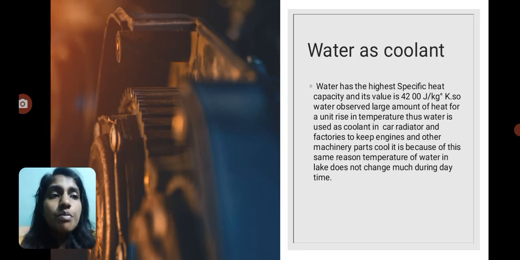And water is used as a coolant. Water has a high specific heat capacity and its value is 4200 joule per kilogram per Kelvin. So water absorbs a large amount of heat for a unit rise in temperature. Thus water is used as a coolant in car radiators and factories to keep engines and other machinery parts cool. It is because of the same reason that the temperature of water in a lake does not change much during daytime.